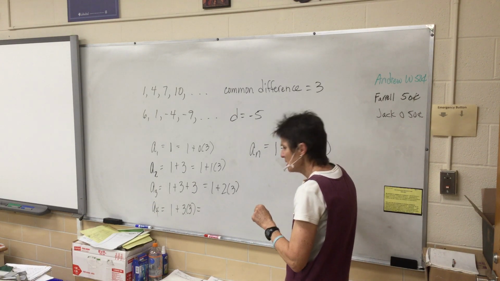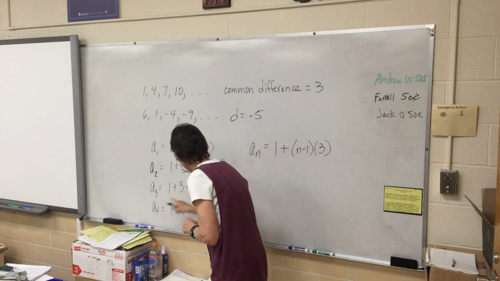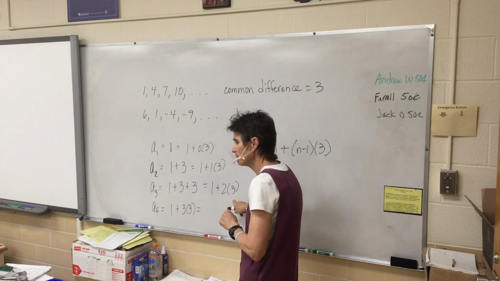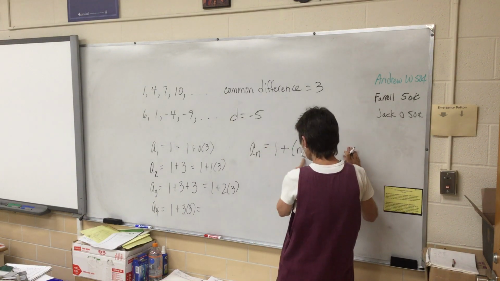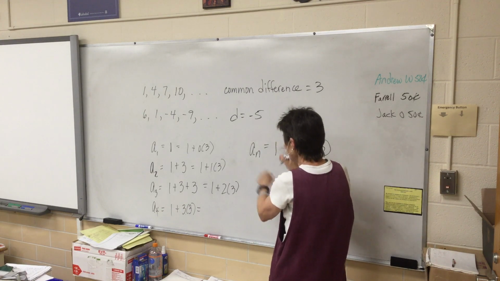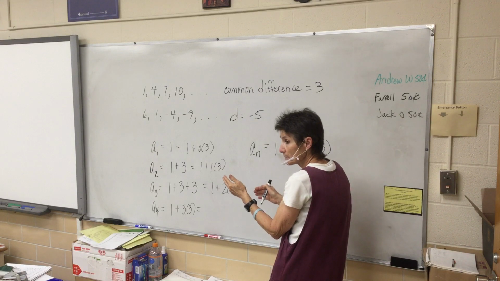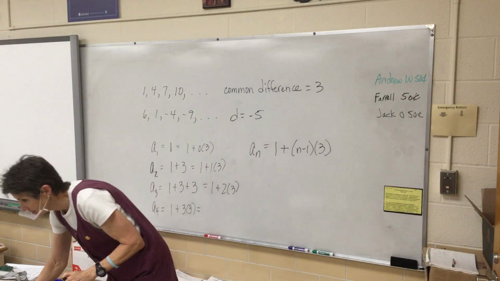Would you agree with that? When I was finding the fourth term, I needed 3 3s. When I was finding the third term, I needed 2 3s. So if I'm finding the nth term, it'll be n minus 1 3s. So this would be a formula for that particular sequence.